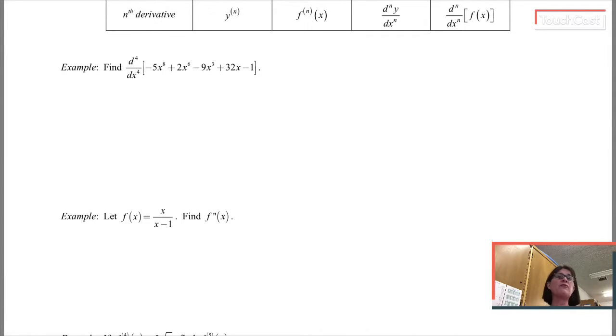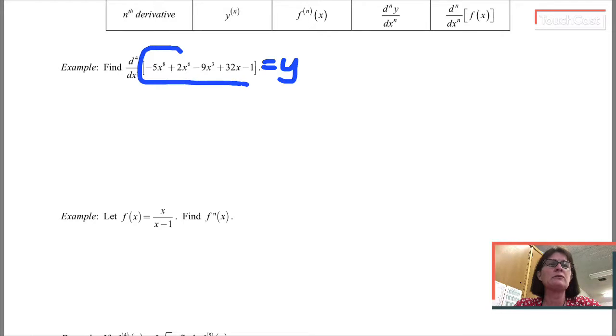So this is find the fourth derivative of this polynomial function. So negative 5 times x to the 8th plus 2x to the 6th. So it would have been way more convenient. In fact, I'm going to make this change right now for next year's class. It would be way more convenient if I had given this expression, this function, a name. So I'm going to do it here, just so you can see how the labels work.